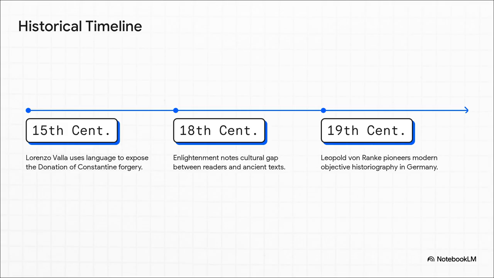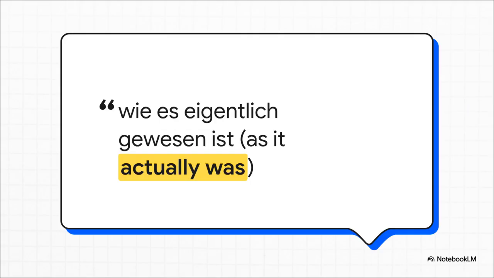This era brought a massive realization of just how huge the cultural gap is between modern readers and ancient texts. And finally, this all culminates in 19th century German academia, where Leopold von Ranke pioneered modern objective historiography. And von Ranke had this beautiful overarching ideal for the 19th century historian, "wie es eigentlich gewesen ist." Basically, to reconstruct the past exactly as it actually was. Now, sure, modern scholars will probably tell you that perfect 100% objectivity is impossible. But von Ranke absolutely established the gold standard here, the tireless effort to separate the hard, historical facts from all the myths and traditions that just sort of piled up over the centuries.